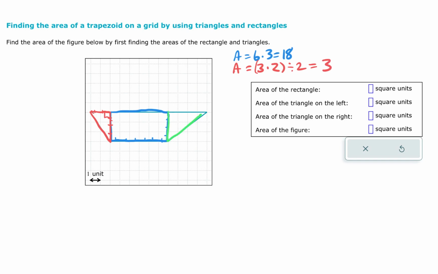And this triangle is 1, 2, 3, 4 by 1, 2, 3. 4 by 3 divided by 2, which would be 6. So area of the rectangle, area of the triangle on the left, area of the triangle on the right. Adding those up, 18 plus 3 is 21, plus 6 is 27 square units.